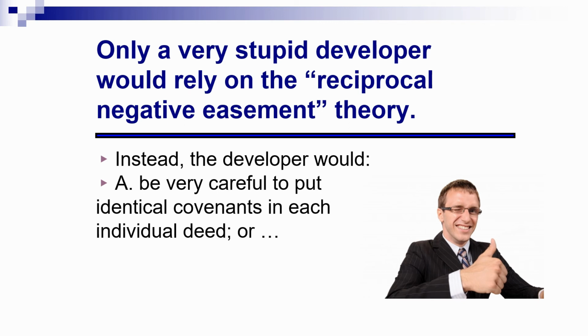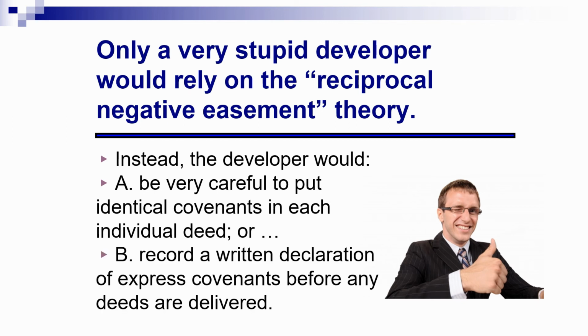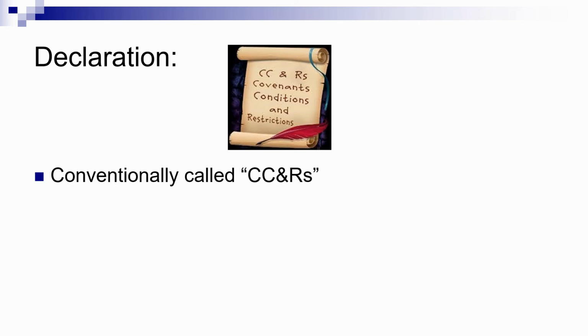But there is actually a better way than that to do it, and that is for the developer to record a written declaration of express covenants, put that in the public records, before any of the deeds are delivered, so that that declaration will govern every single lot in the subdivision. Now, the declaration would look something like this.